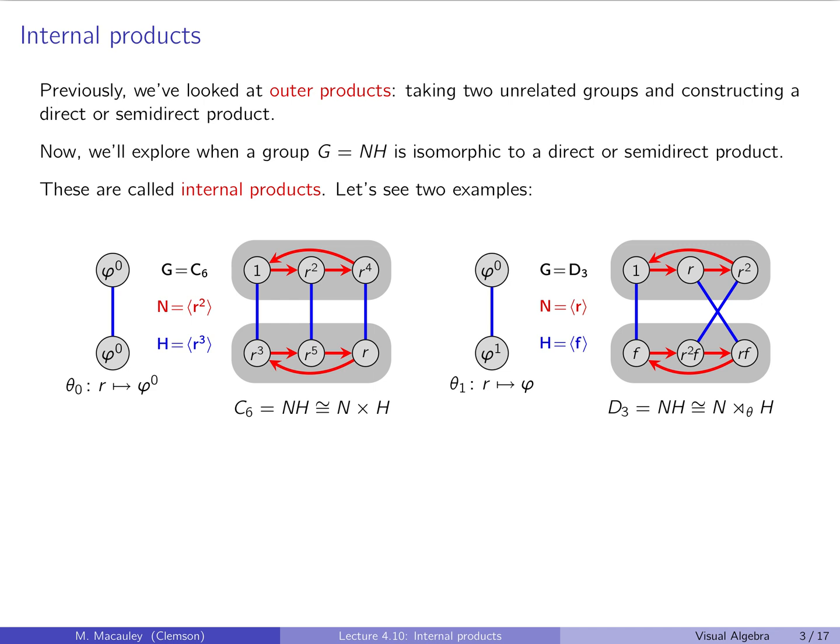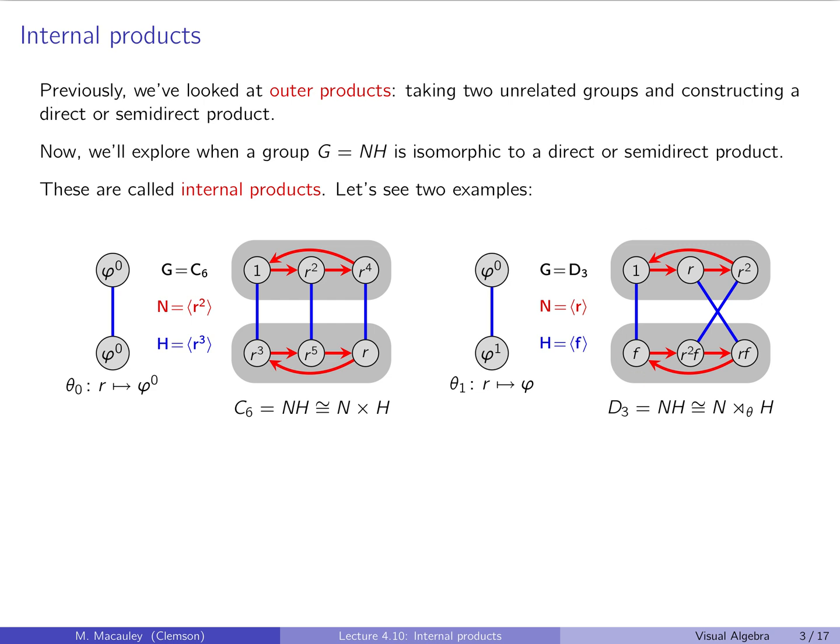The first one, G is equal to C6, and N is generated by r squared. This is isomorphic to C3. And H is isomorphic to C2, generated by r cubed. C6 is the direct product of these two subgroups. And here's how we would express the labeling map if we wanted to do our semidirect product construction.